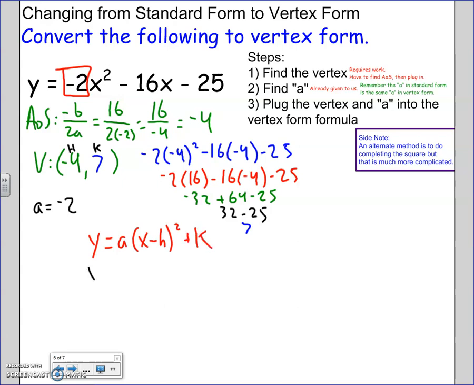When you plug it in carefully. Y stays y. A was -2, parentheses, x stays x. Now -h, that means -1 times whatever h is. So -1 times -4 is positive 4 squared, then plus k, k is positive 7. And also, you should check. The vertex is -4, left 4. So to be left 4, you have to have a plus sign in the middle, inside the parentheses. That is the answer there.